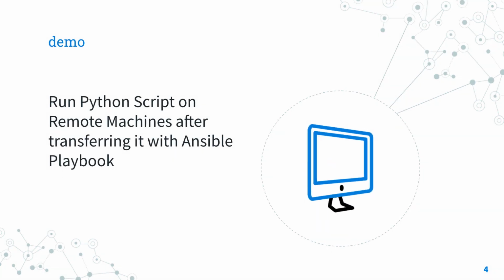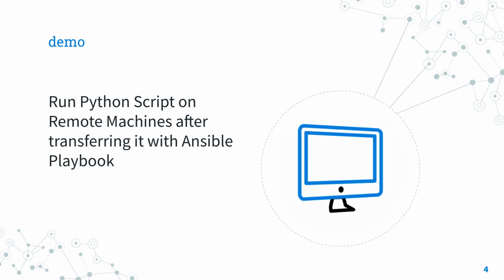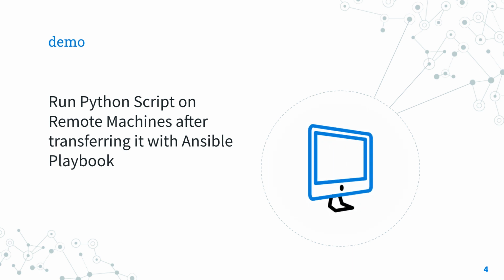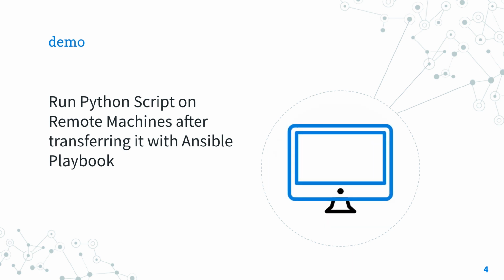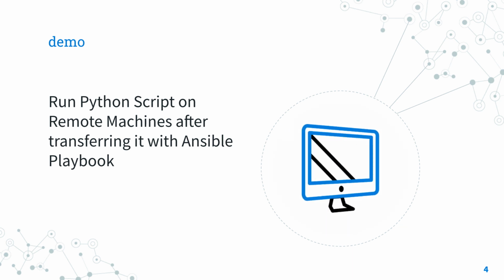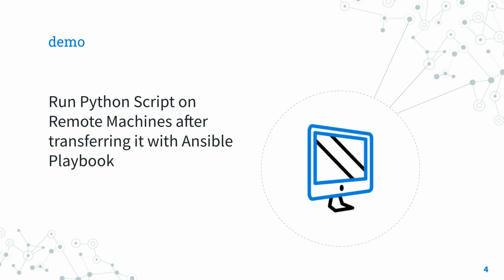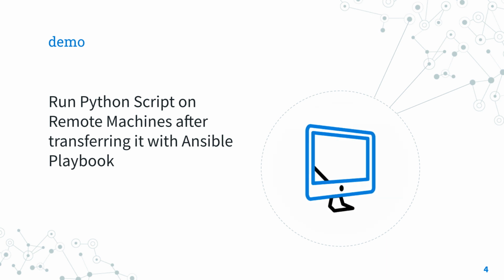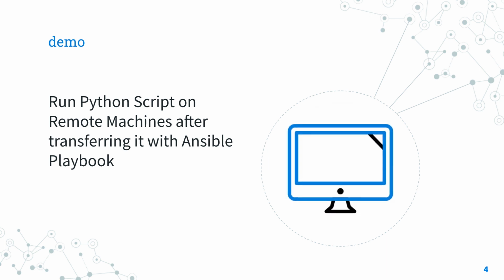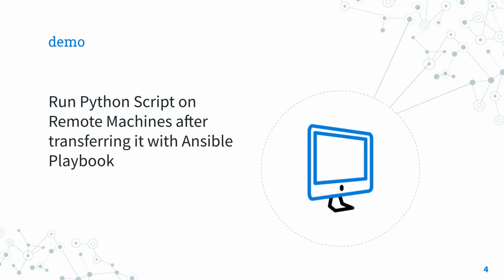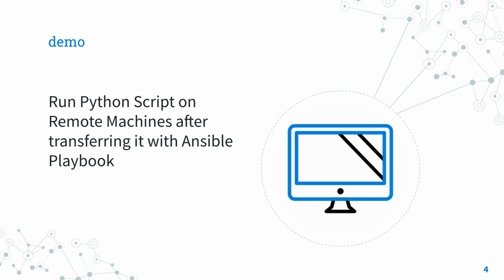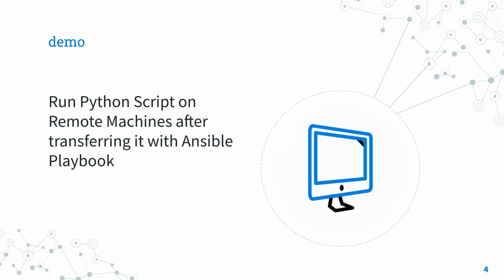Demo time. Let's jump into a real-life Ansible playbook to run a Python script on a remote machine after transferring it. I'm going to show you how to create a cars.py custom Python script that outputs a simple JSON file, a pretty common use case, transfer it to a remote machine and execute it using the Python 3 interpreter. Are you ready? Let's have fun!